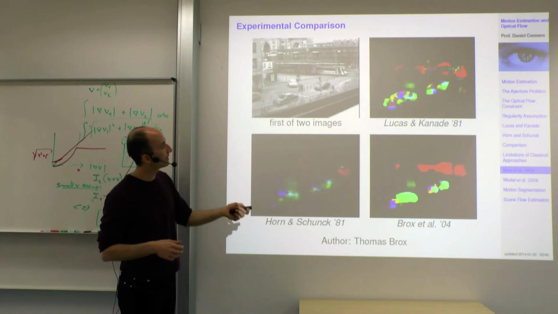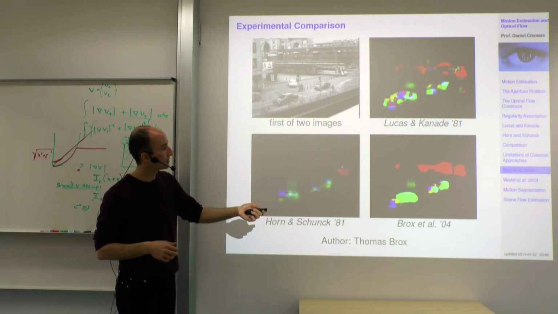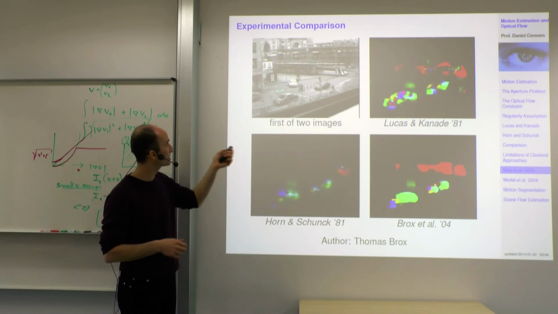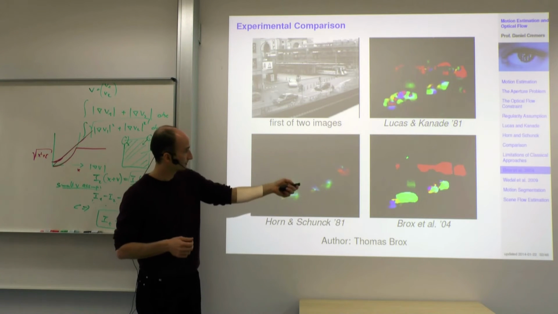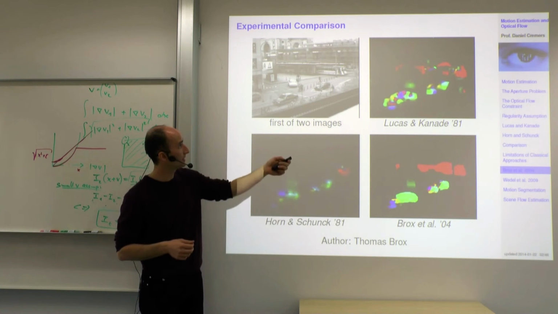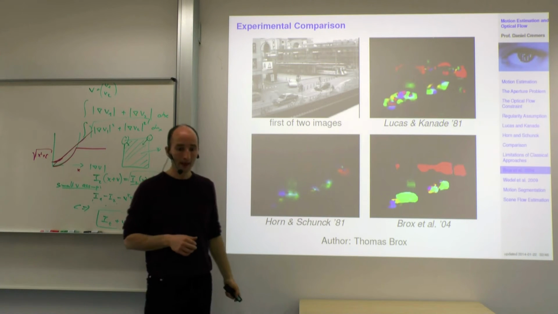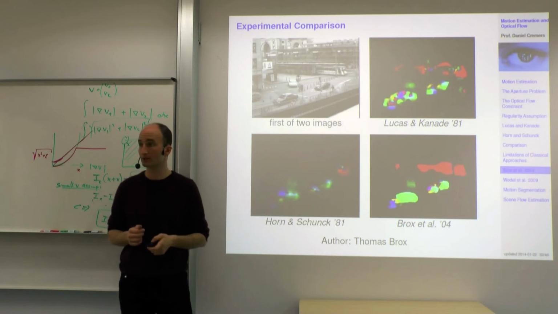And so you see, all of a sudden we get a much better flow estimate, better in terms of the direction of motion. Here everything is green, so the car is actually moving to the left, as you would expect. And the tram is moving to the right, again as expected, whereas here you have some spurious incorrect motion estimates. And we have, in contrast to Horn and Schunck, much sharper boundaries of the motion.